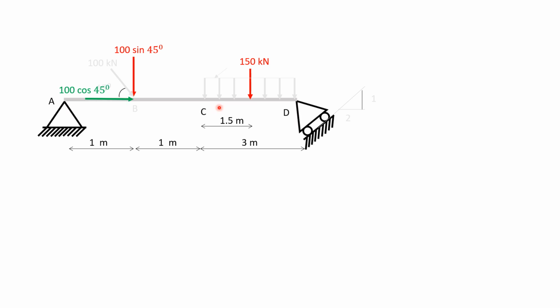Now, this is hinged support and this is roller support. For hinged support, there are two reactions. One is horizontal reaction and one is vertical reaction. And for roller support, there is one reaction perpendicular to the roller surface.